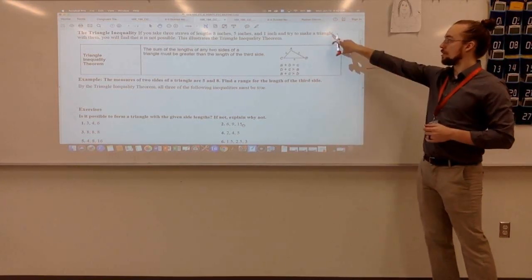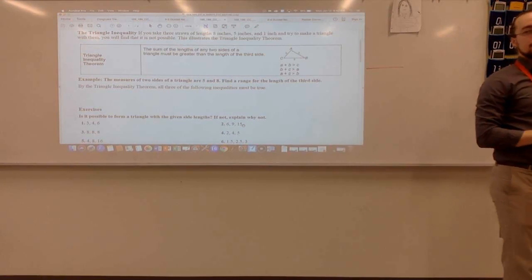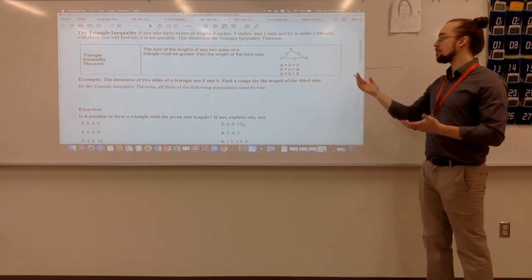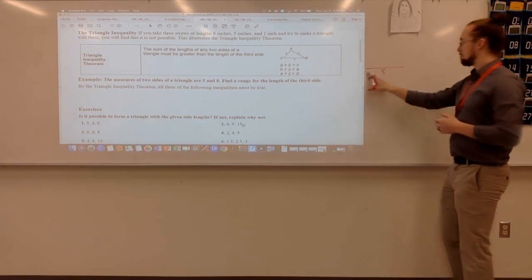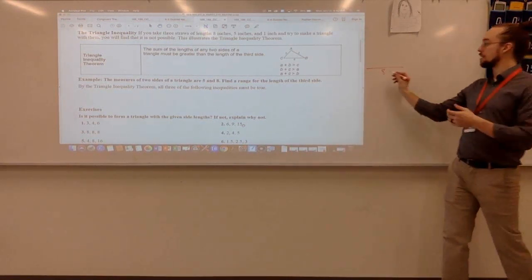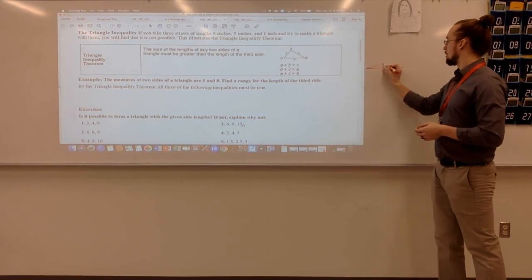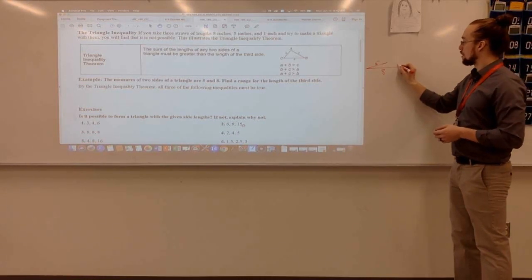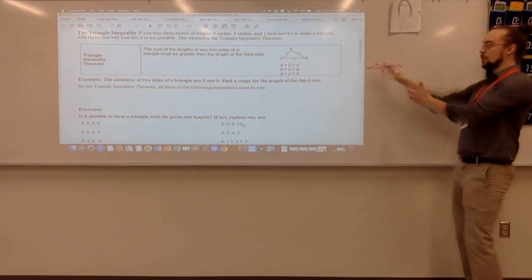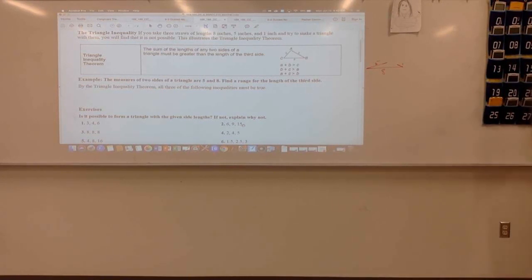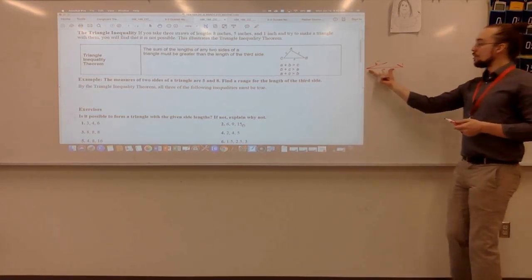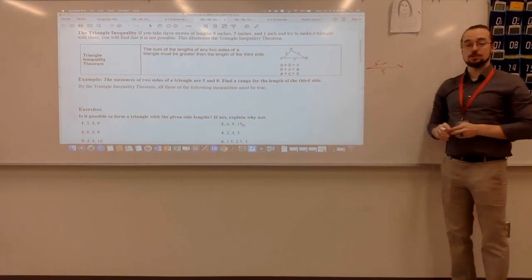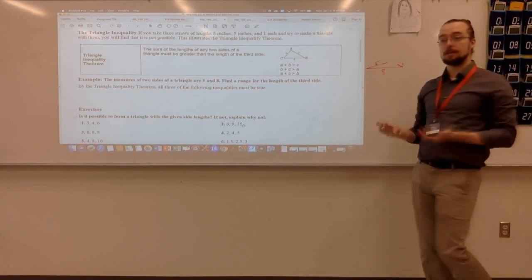The reasoning: if we take a look at what it says up top here, if we take three straws or three things of length 8, 5, and 1. If I draw something of length 8 here, and then something of length 5, and then something of length 1, those aren't going to connect. That's not going to make a triangle. These two sides would have to add up to be bigger than the third side for them to connect, for them to actually make a triangle.